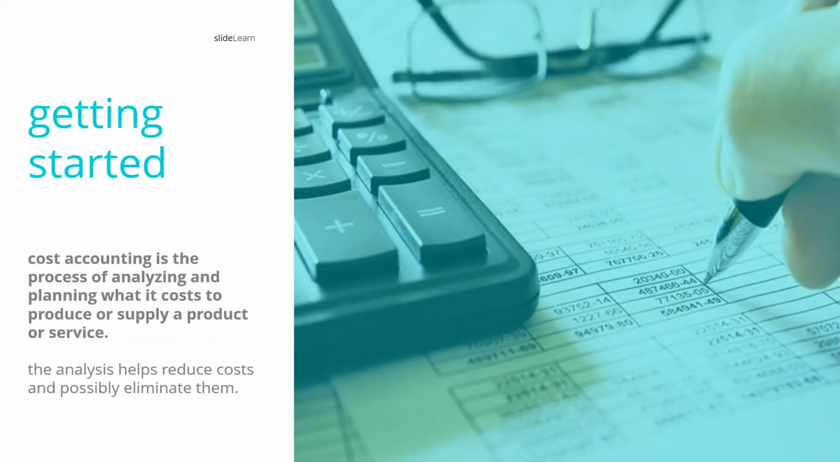In a nutshell, cost accounting is the process of analyzing and planning what it costs to produce or supply a product or service. The analysis helps reduce costs and possibly eliminate them. Lower costs, of course, allow for increased profits. Business folks use cost accounting to determine the profitability of a product.